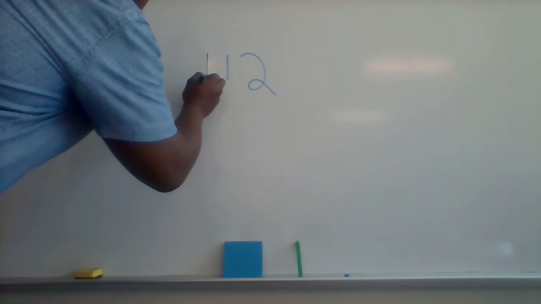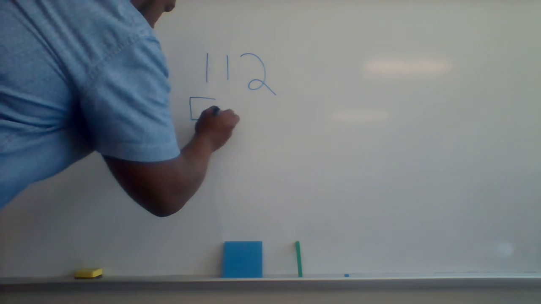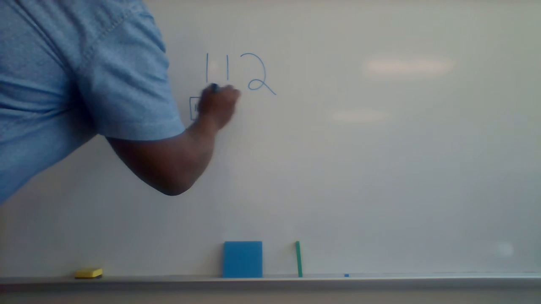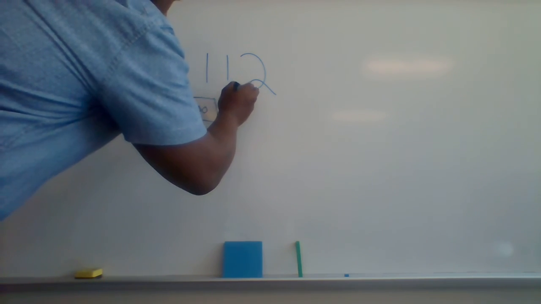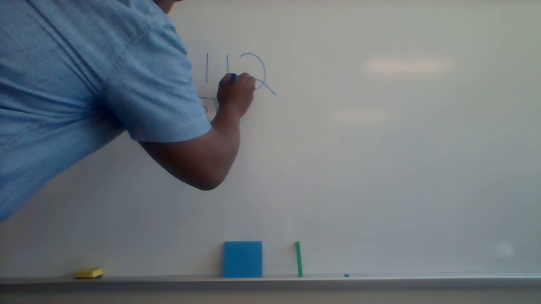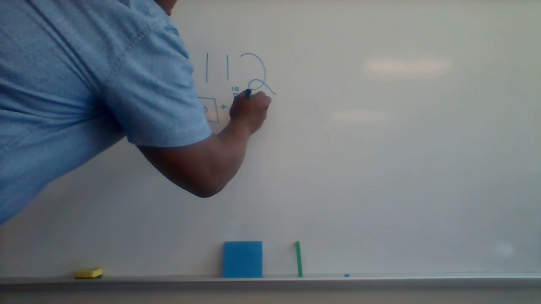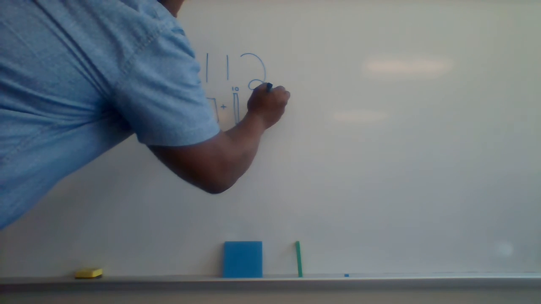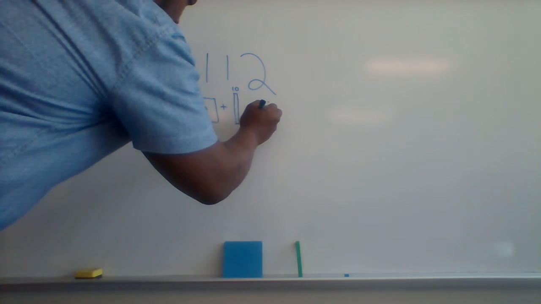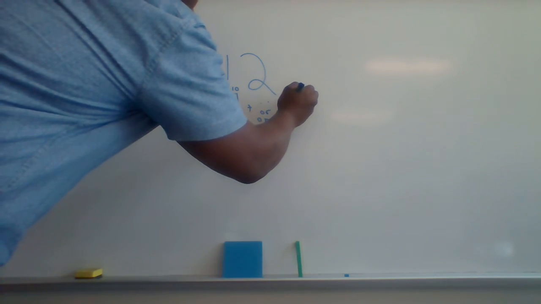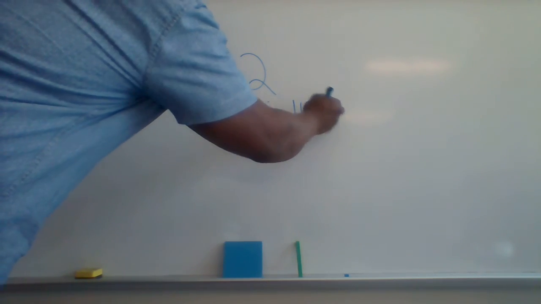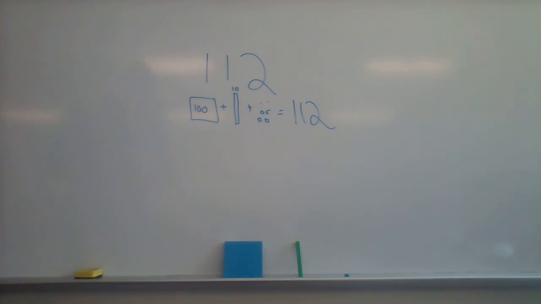I have one flat, 100, plus one rod, which equals 10, plus two dots, or you can make little squares, 2 cubes, equals 112. Check your answers. Great job.